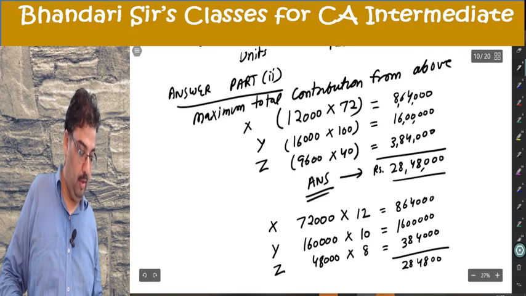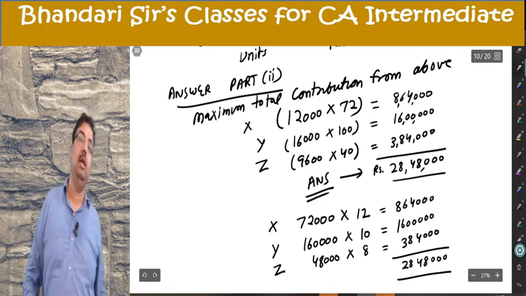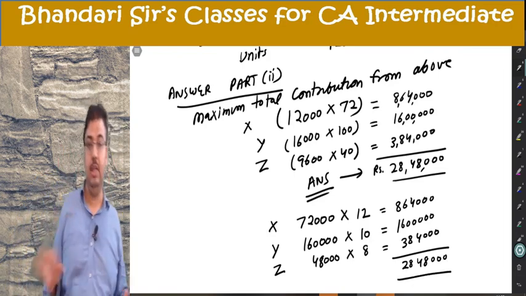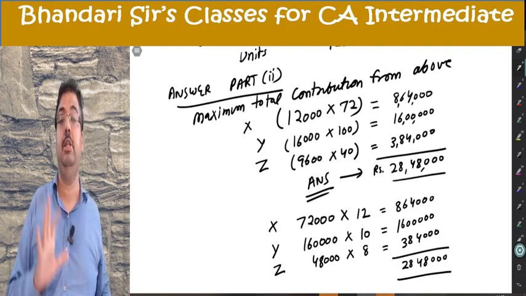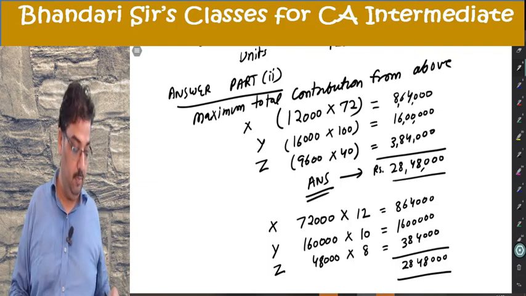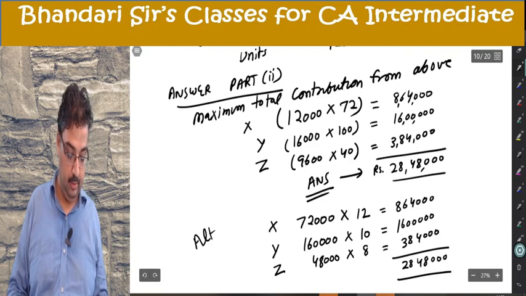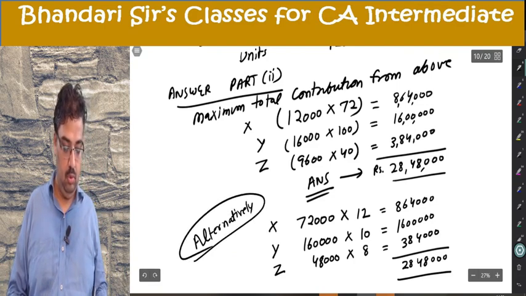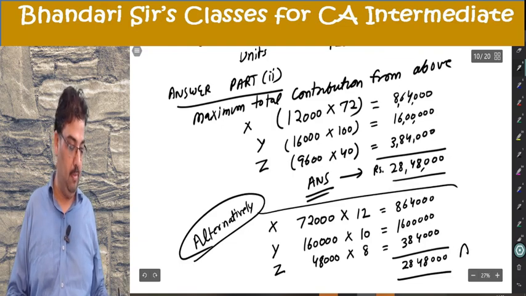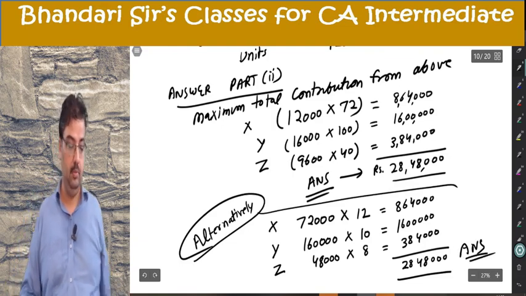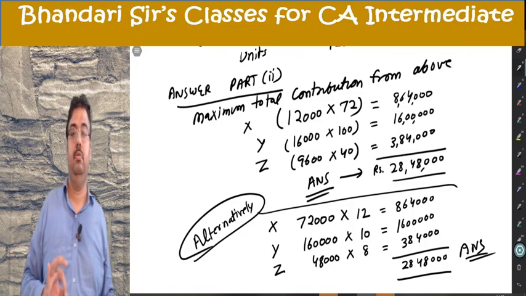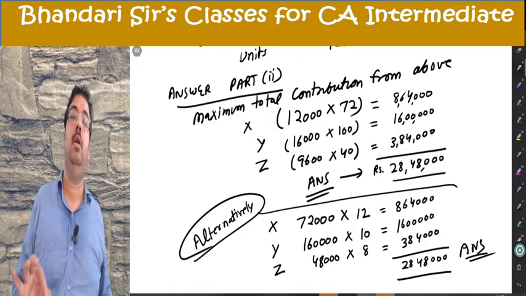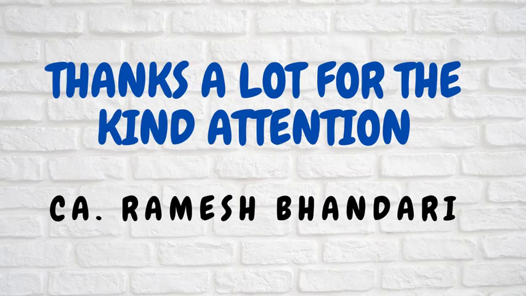Both are alternative ways of presenting only. The answer will be exactly the same. For each product, the contribution will be the same, and total contribution will be the same. So this is an alternative way of computing the same answers. So this is a good question related to key factor concepts.